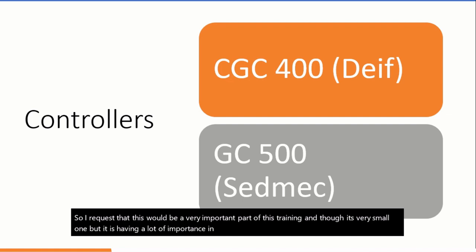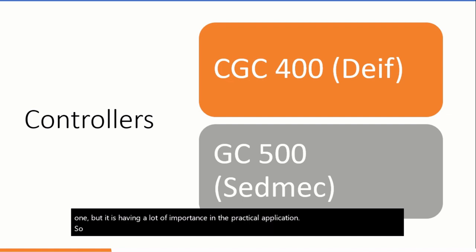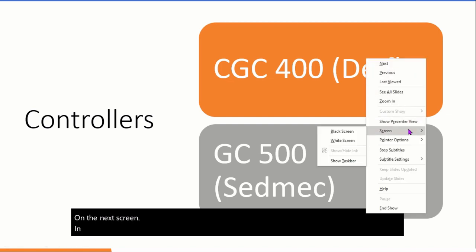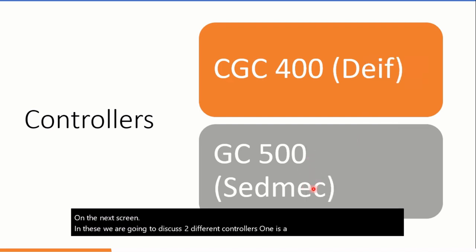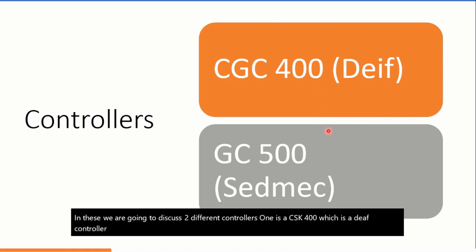In this we are going to discuss two different controllers. One is the CGC 400, which is a DEIF controller. I am using the DEIF controller as well as the Semac controller; these two controllers are advanced ones which have been used in 20 kVA to 750 kVA DG sets on the LT side. These controllers have very good logic, and options are available that you can configure as per the customer requirements. So we'll go into detail for the CGC 400, which is a DEIF controller.